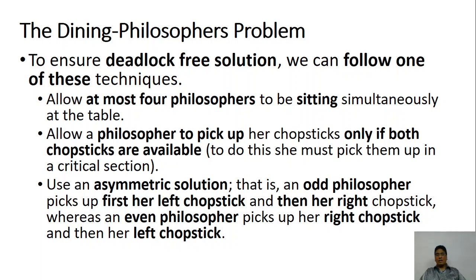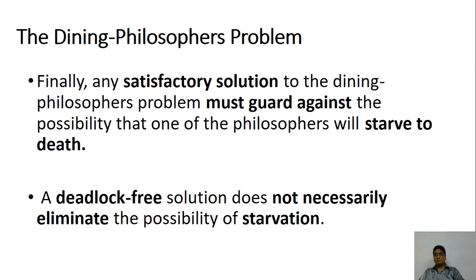The other solution, suppose the philosopher says no, that is not possible, then you go for the other one. You give a numbering. So the odd numbered philosopher, you say that you start with the left chopstick first and then take the right chopstick. First left, then the right. The even numbered ones take the right first, then the left. So this way also you can solve the problem. You read the references to know more about it.